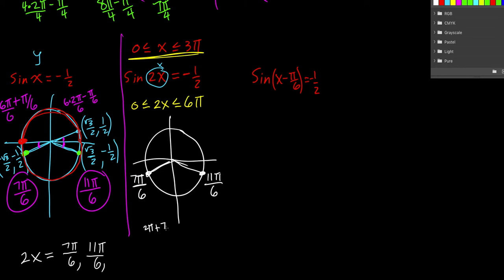Now, I'm going to think of that like 12 over 6. So essentially, I just need to add 12 to this. And so I get 19 pi over 6. And then I'm going to add 12 to this one because it would be the same thing that I'm adding to this one. And so that's 23 pi over 6.